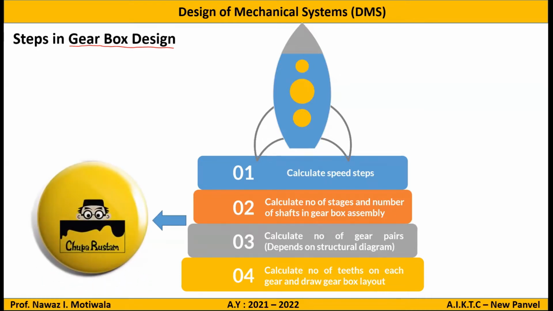From step 2 to step 3, there are many steps. You can name them step number 2A, 2B, 2C, 2D, 2E. That is, if you want to go from 2 to 3, there are many intermediate steps which are hidden. That's why I have named it Chupa Rustam. So if you see in the bird's eye view, you can see only the 4 steps, and you can say, okay, I will do the 4 steps and I will get the answer.